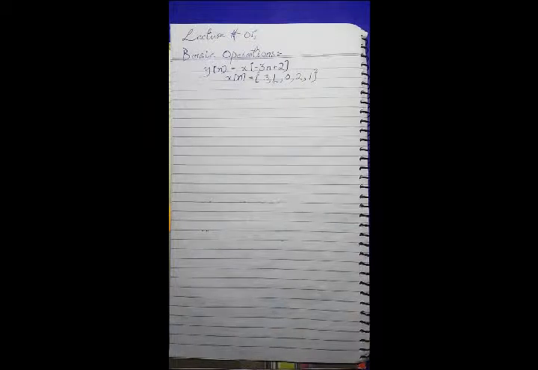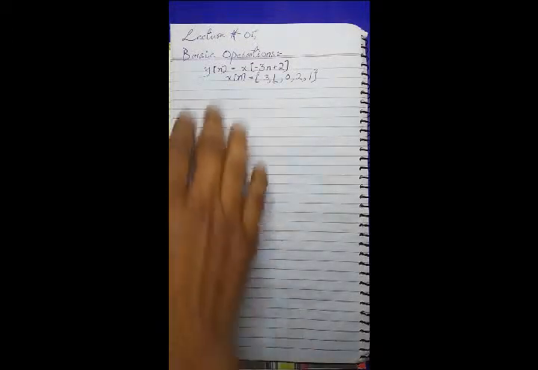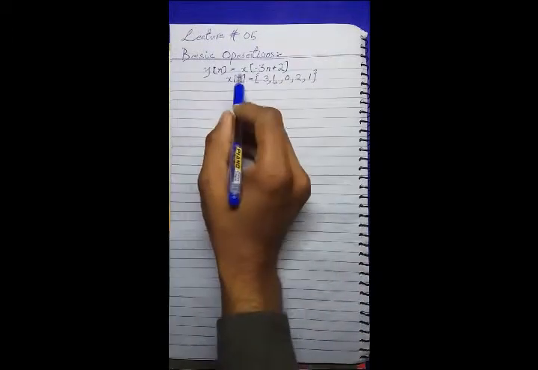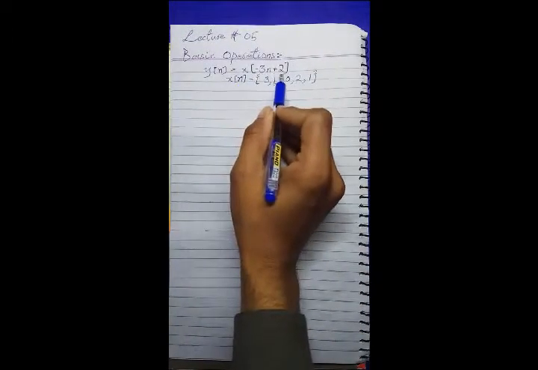Welcome to lecture number 5. In our previous lecture, we have studied some basic operations one by one, such as amplitude scaling, the reflection operation, and time scaling. Now we apply all these operations on a single signal. We will look at this example: y of n is equal to x of minus 3n plus 2.